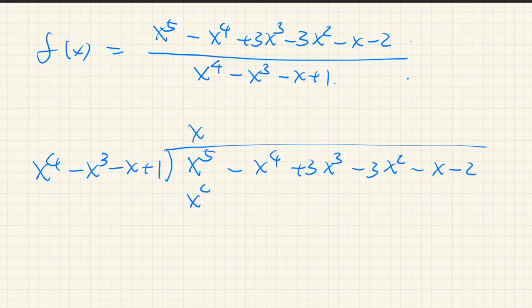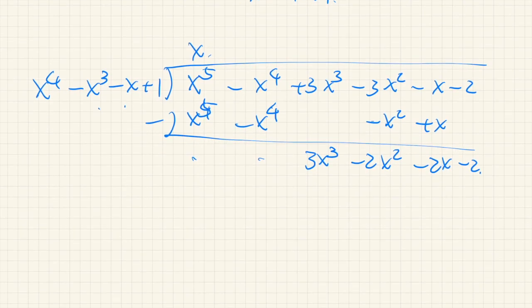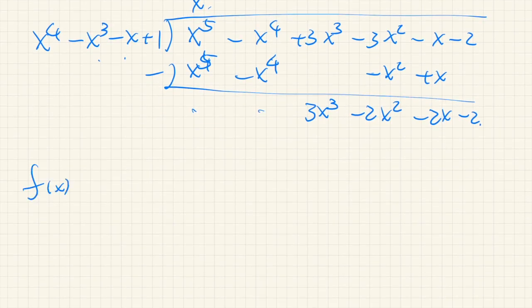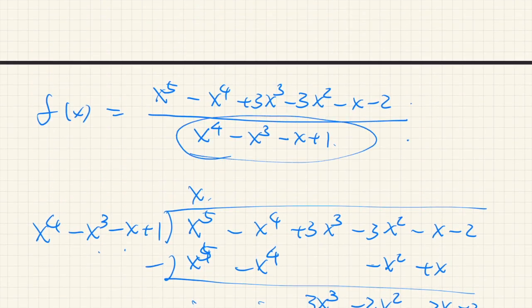So x times the denominator gives x^5 - x^4 - x^2 + x. Subtracting, this is gone, and we get 3x^3 - 2x^2 - 2x - 2. So that's it. So f of x is x plus (3x^3 - 2x^2 - 2x - 2) over this thing.